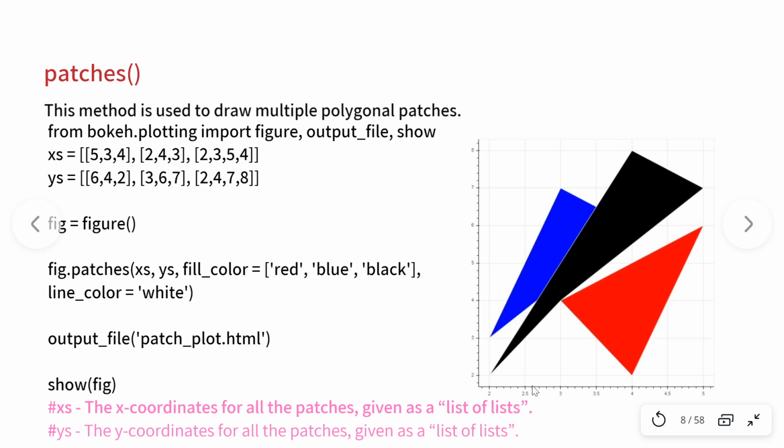2, 3. So 2 on the x-axis, 3 on the y-axis. Then 4, 6. 4 on the x-axis, and then 6 on the y-axis. So this becomes the second point, and so on, 3 and 7. So 3 and 7. This becomes the third point, okay? And this gives you the blue patch. This is the second patch, this blue patch. And then this black is representing these x values and these y values. Very simple. You just need to see how you want to specify the parameter, and it's all done. And that's the beauty of using Bokeh.